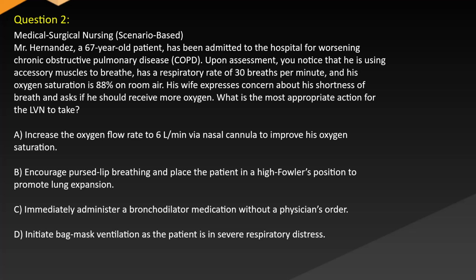His wife expresses concern about his shortness of breath and asks if he can receive more oxygen. What is the most appropriate action for the LVN to take? A. Increase the oxygen flow rate to 6 L/min via nasal cannula to improve his oxygen saturation. B. Encourage pursed lip breathing and place the patient in a high Fowler's position to promote lung expansion. C. Immediately administer bronchodilator medication without physician's order. D. Initiate bag mask ventilation as the patient is in severe respiratory distress.